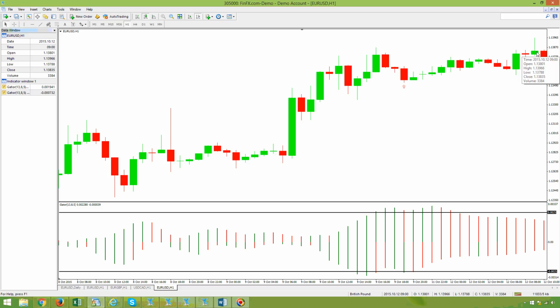This is the way to use the Gator Oscillator. It is not working 100% of the time, but 80% of the time, so it is still working.